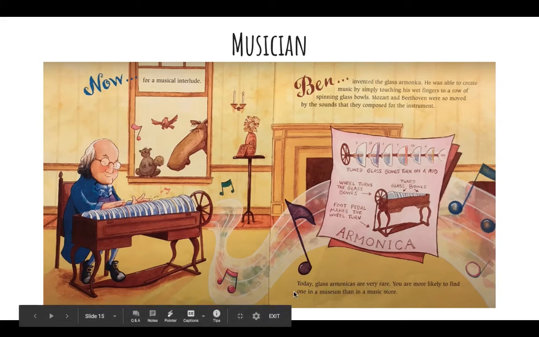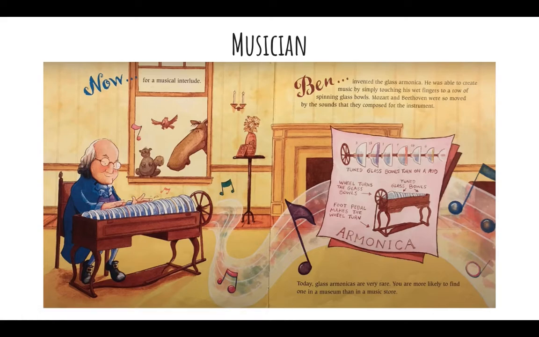Today, glass harmonicas are very rare. You are more likely to find one in a museum than in a music store. So again, even though this is an instrument, it's more of an invention than an instrument, and it doesn't get played that much.